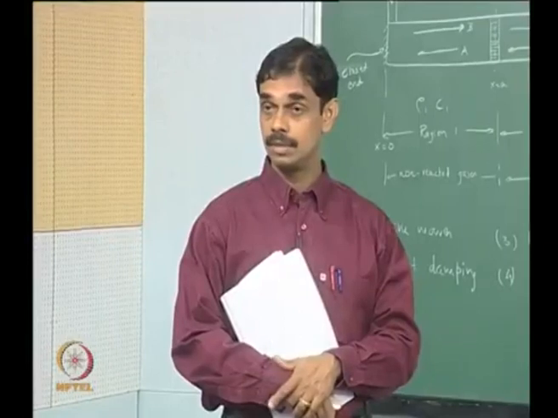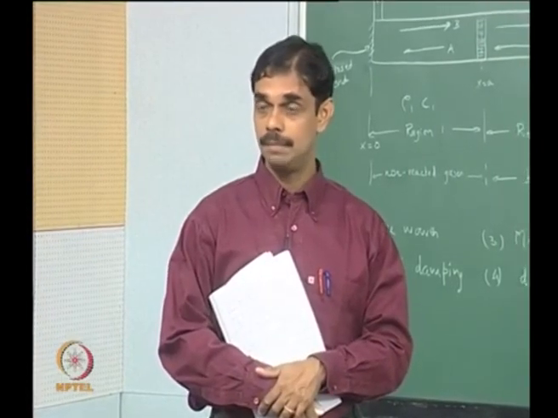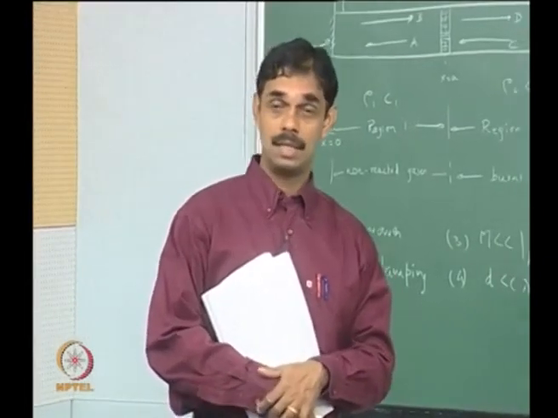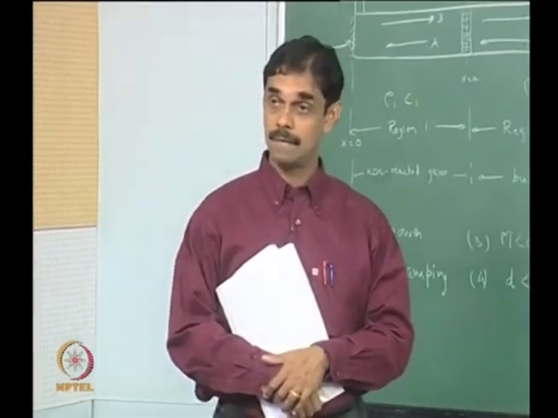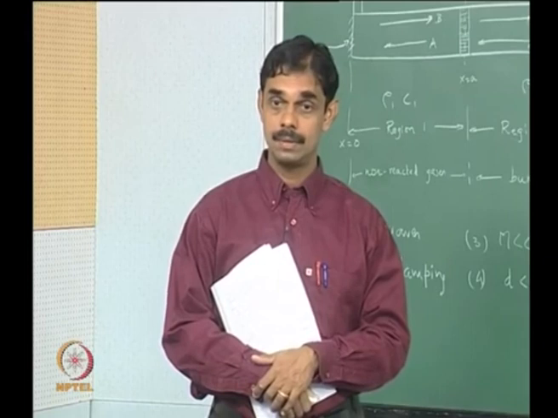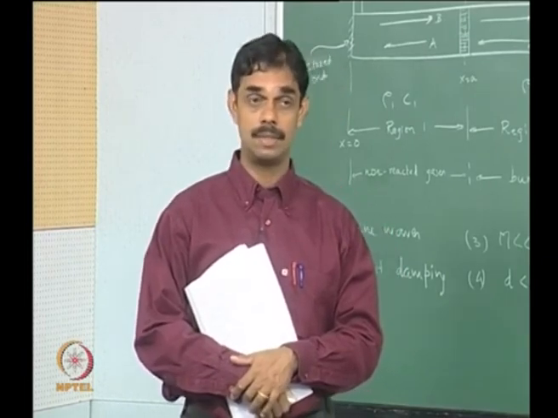K1, K2. And between K1 and K2 there is a relationship, because of the temperature. So it is enough to count one of them. So A, B, C, D and K, or K1 or K2. So there are 5 unknowns and there are 4 equations. Is that okay? Having 5 unknowns and 4 equations?